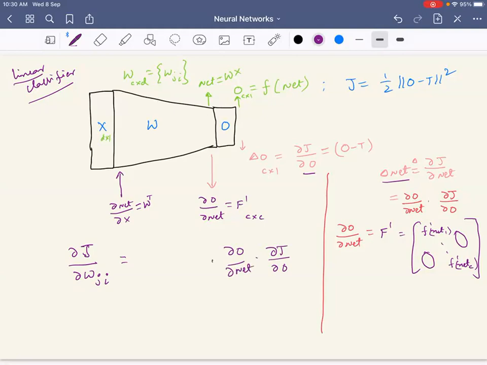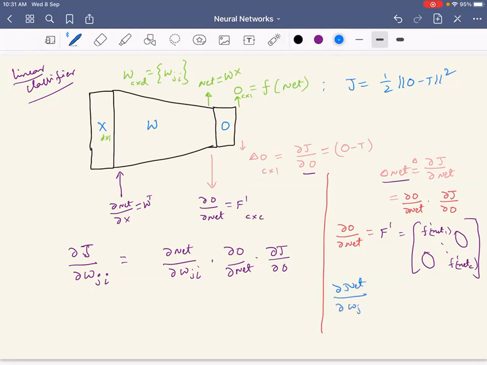Where is ∂/∂Wj? In which of the parameter variables is Wj there? In net. So I write ∂net/∂Wj. Is this clear? Is this fine or not? Yes, sir.